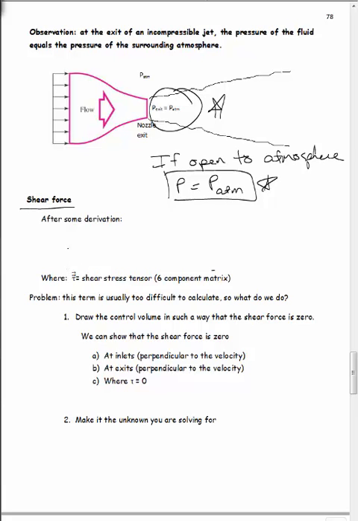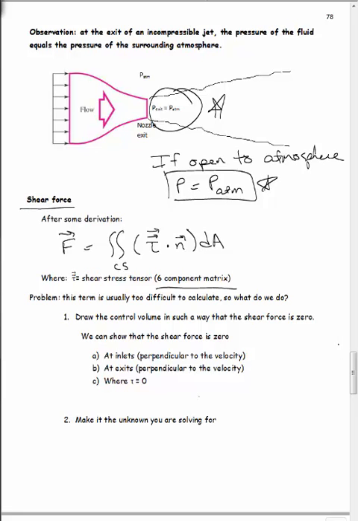Shear force, the next one. Shear force is the integral over your control surface of the parallel part of tau, and tau actually has two arrows on top of it, dot n dA. Okay, and that's because if you're talking parallel, tau can have two directions in the coordinate system, and then you have three different coordinates in the coordinate system, which is why you end up with a 6-component matrix as opposed to a vector. And as you can see, this probably gets pretty complicated.